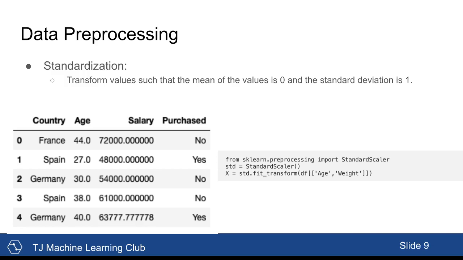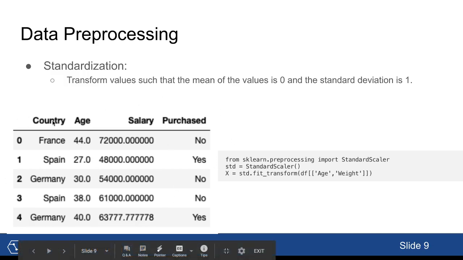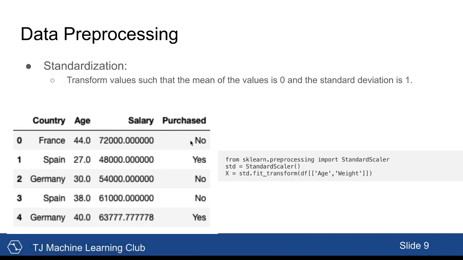One more thing in data preprocessing is standardization. What this means is that when we see this kind of list of data here with country, age, salary, and we're looking for this output, did this person purchase whatever product we're looking at, yes or no? We have this data, and at first it might seem like this is good enough to put in your machine learning model and see what your output is, right?